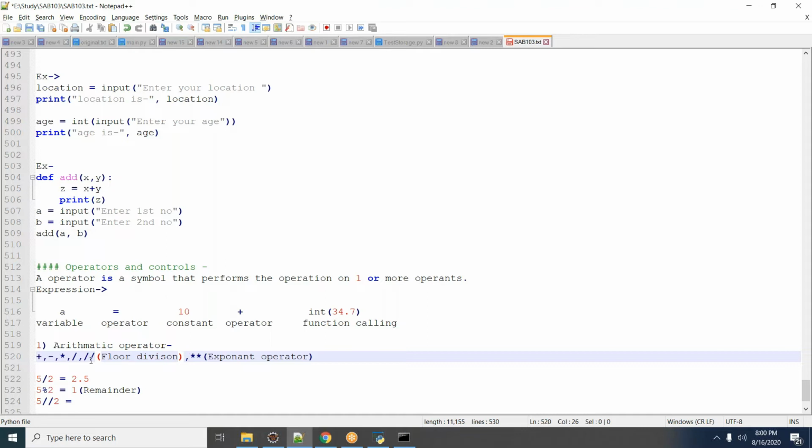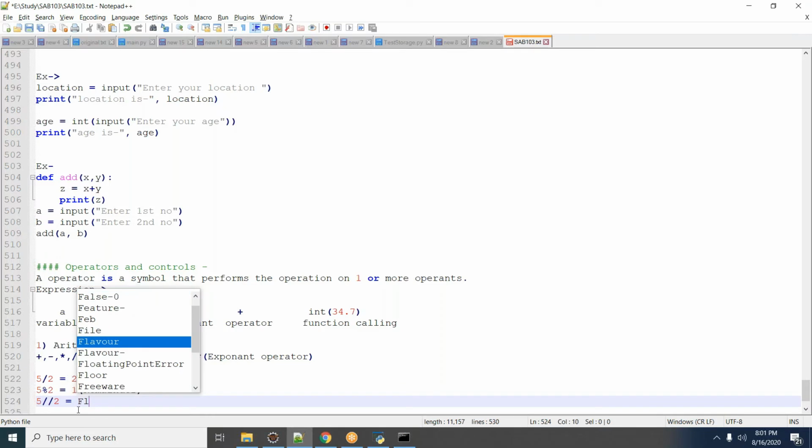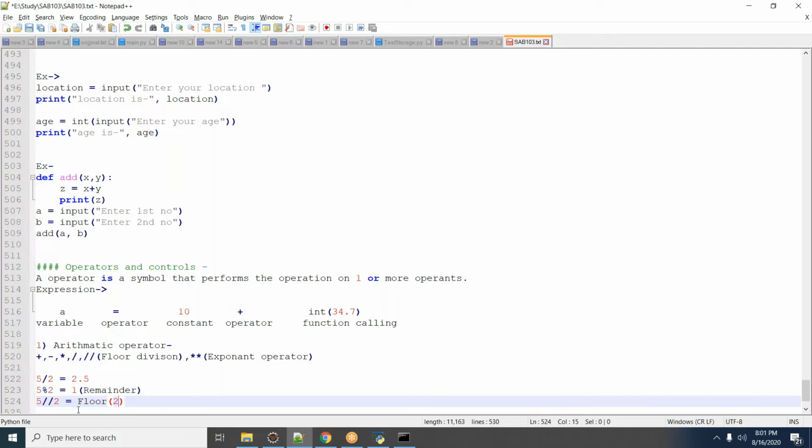Okay, so this double slash is known as floor division. As the name itself shows, floor division means the floor of the division. So 5 by 2 will give you the floor of the output. What does that mean? Ideally 5 by 2 should be 2.5, but it is not simple division, it is floor division. So it is the floor of the division.